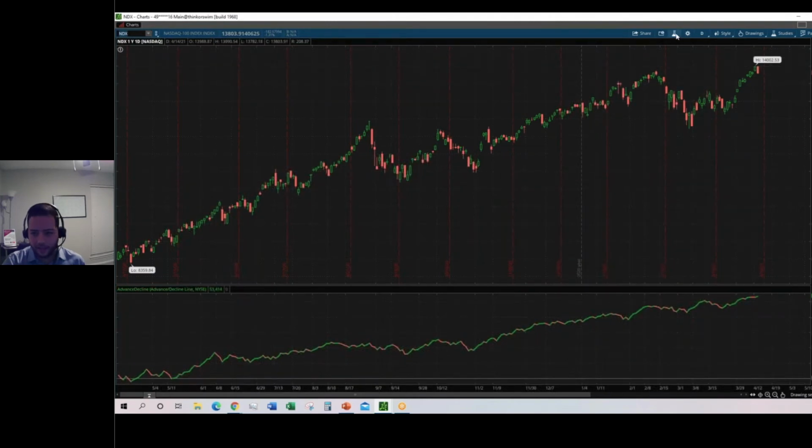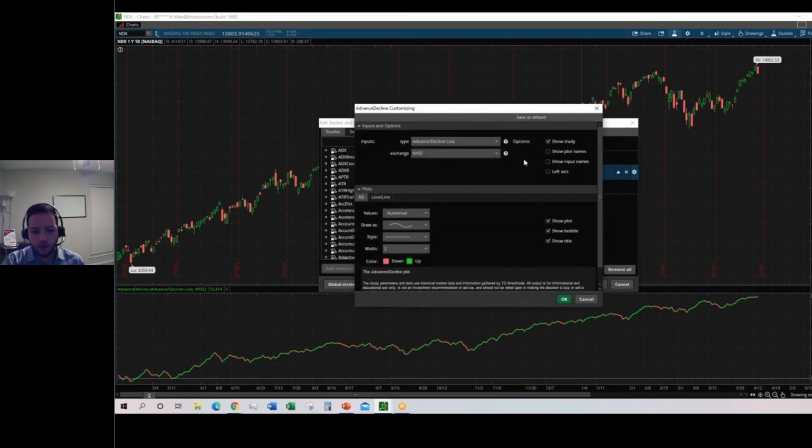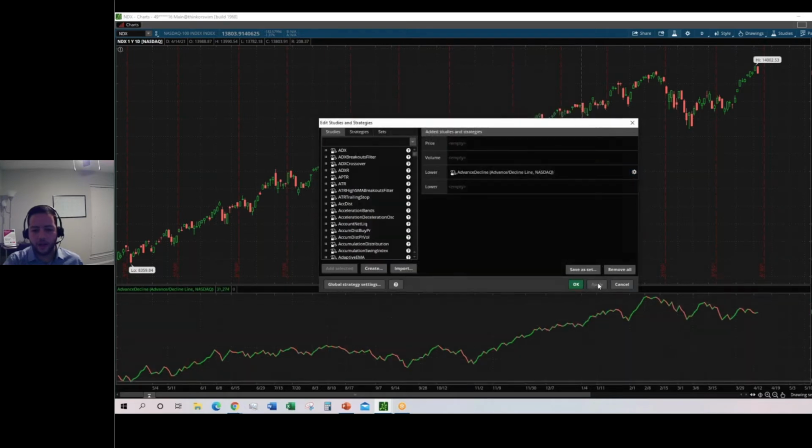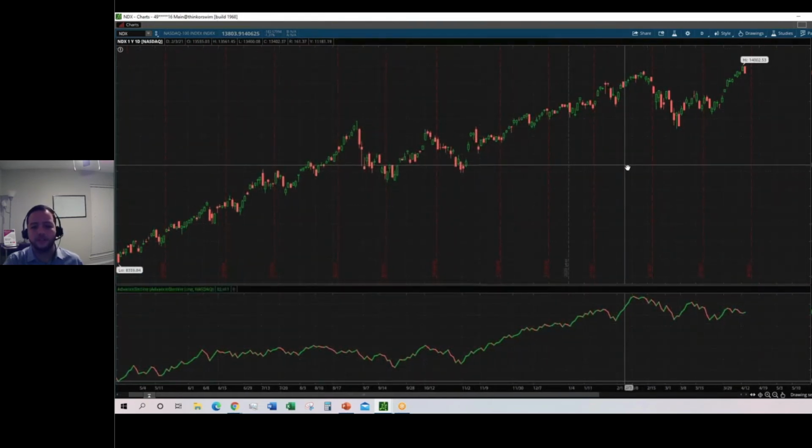So in this case, if we go back to our studies and we click on this little gear, we can actually select here where it says exchange. We're given just 3 options for which exchange we want to do the study on, right? In this case it was the NYSE, but it also gives us the Nasdaq. And if we click OK, apply and OK, now we're doing apples to apples. Now we're comparing the breadth on the Nasdaq against the NDX or Nasdaq 100 index.